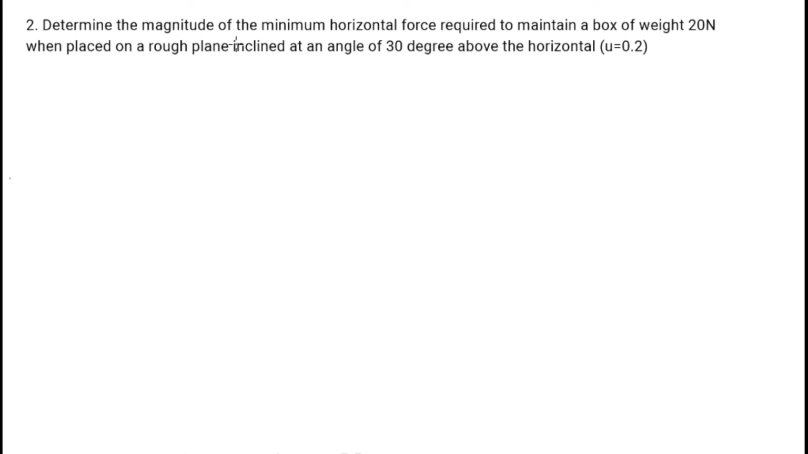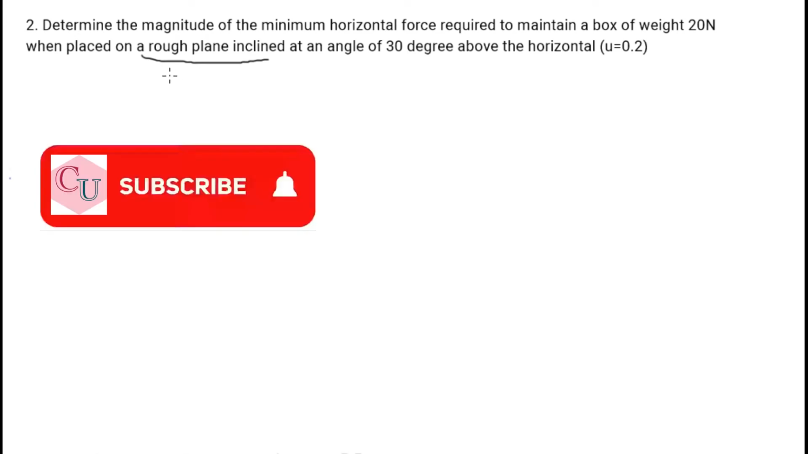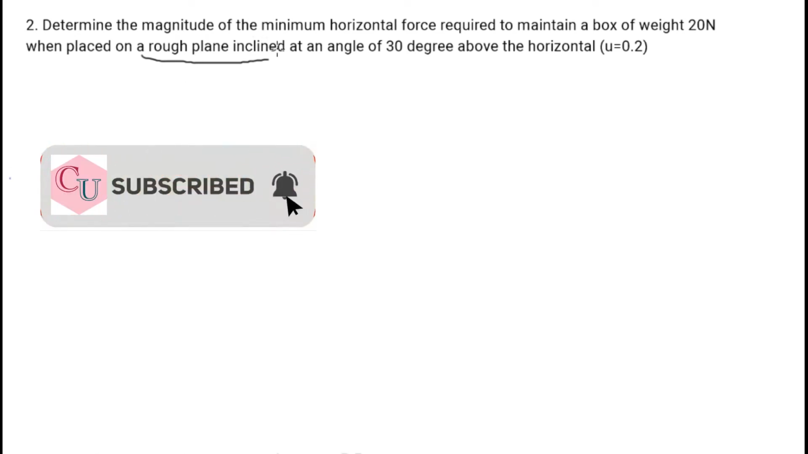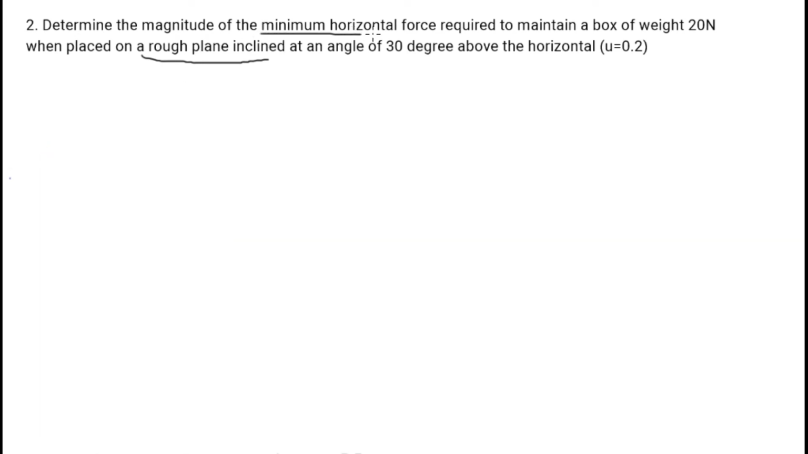Determine the magnitude of the minimum horizontal force required to maintain a box of weight 20 Newton when placed on a rough inclined plane at an angle of 30 degrees above the horizontal. Rough inclined plane means an inclined plane with friction. Okay, we need the minimum horizontal force.